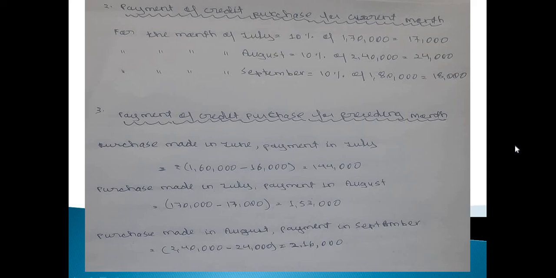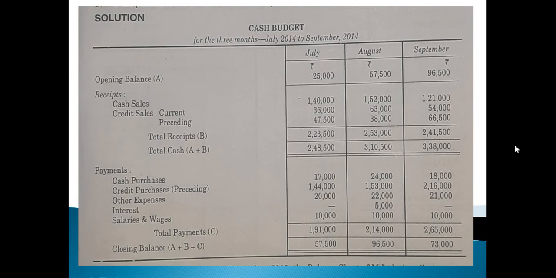Then purchase made in August, payment in September. So 2,40,000 is the purchase in August, out of which 24,000, that is 10%, has been paid in the month itself, that is August. So the remaining amount of 2,16,000 will be paid in the month of September. Now, if you look at the solution, as I've told, it starts with the opening balance of cash. You have to prepare only for 3 months, that's why July, August, and September.